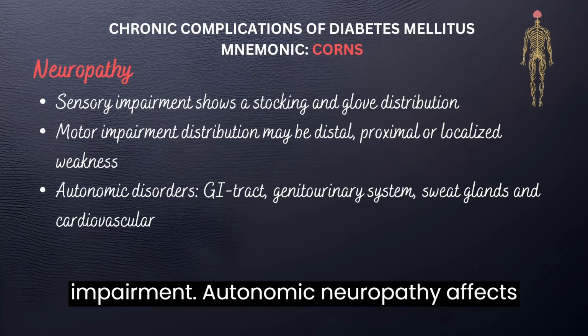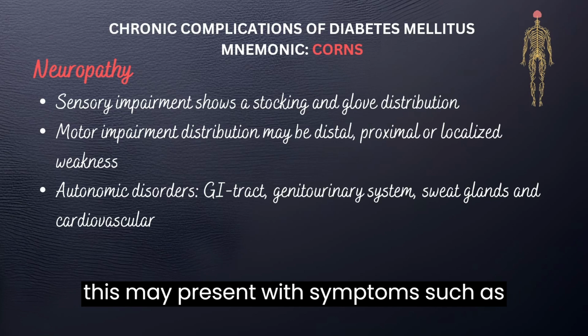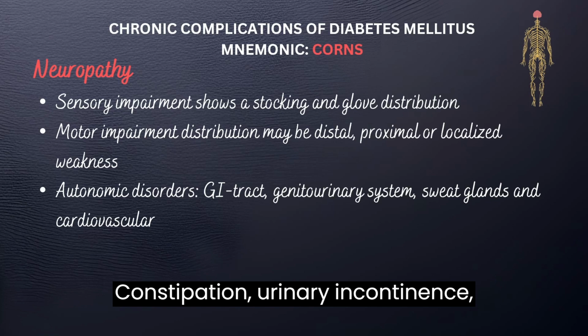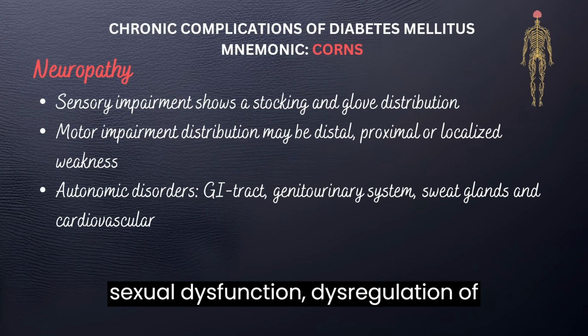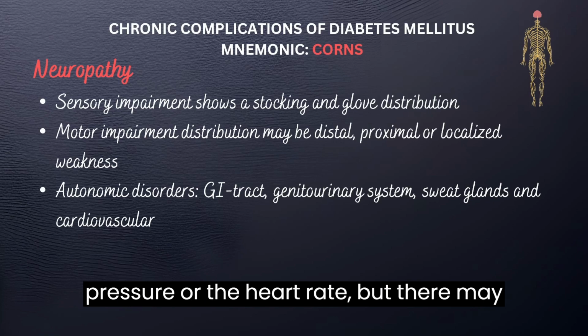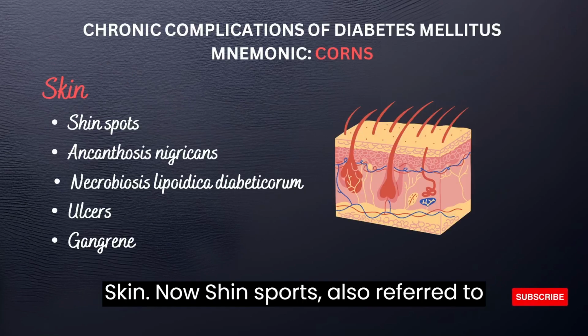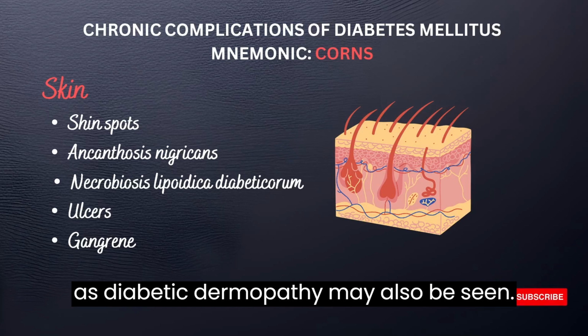Autonomic neuropathy affects the regulation of the internal organs, and this may present with symptoms such as constipation, urinary incontinence, sexual dysfunction, dysregulation of sweat glands, changes with the blood pressure or the heart rate, but there may also be a hypoglycemia unawareness.